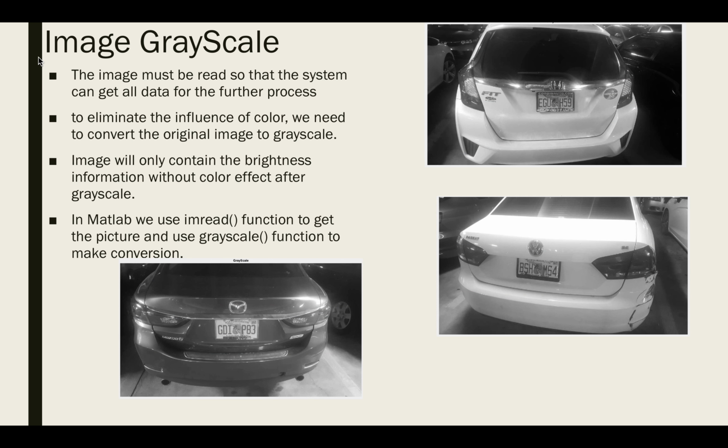Okay. So the next step is image grayscale. You can see the result from here. The image must be read so that the system can get all data for the further process. And to eliminate the influence of color, we need to convert the image to grayscale. The image will only contain the brightness information without color effect after the grayscale. In MATLAB, we can use the image read function to get all data from the picture and use the grayscale function to make the conversion.